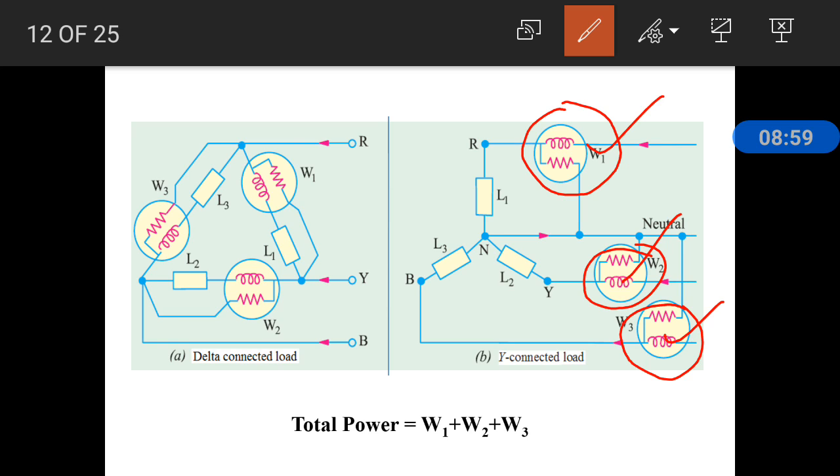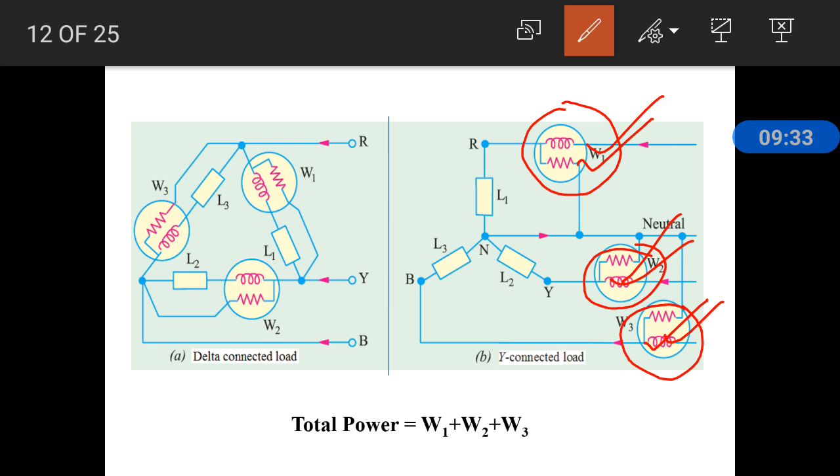Suppose the R phase has heavy load, so W1 shows more power. Suppose the Y phase has very little load, so it shows very little power. Suppose the third phase is not connected to any load, so it shows 0. We still get the total power as W1 plus W2 plus W3. Clear? So under balanced and unbalanced conditions the 3 wattmeter method works properly and gives the total power very accurately.